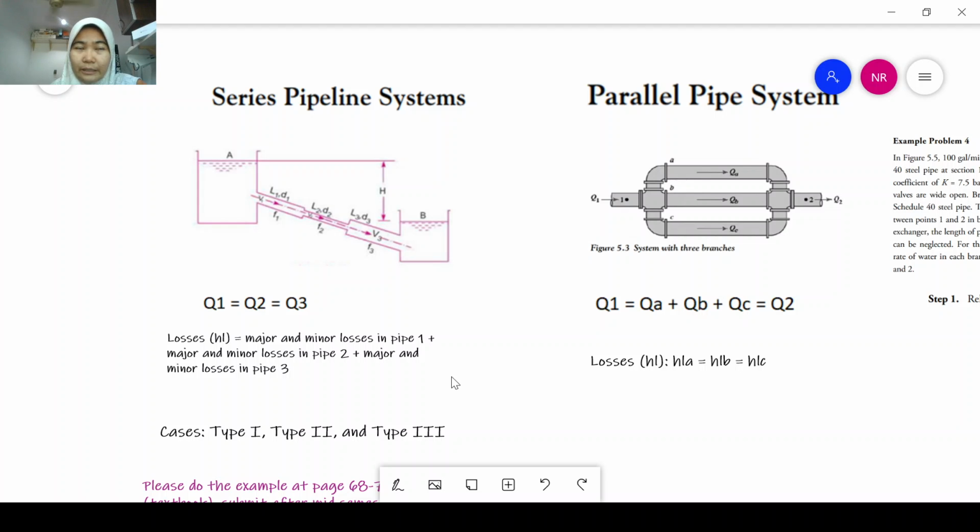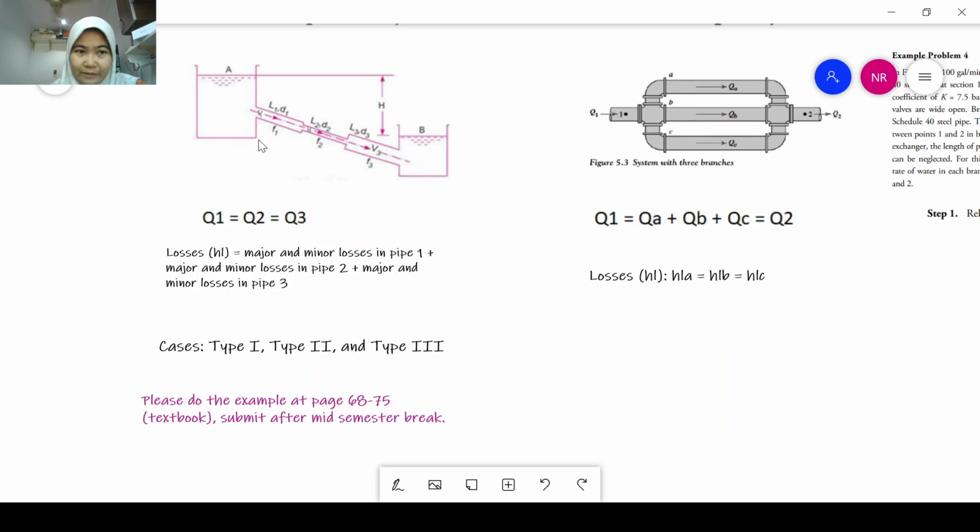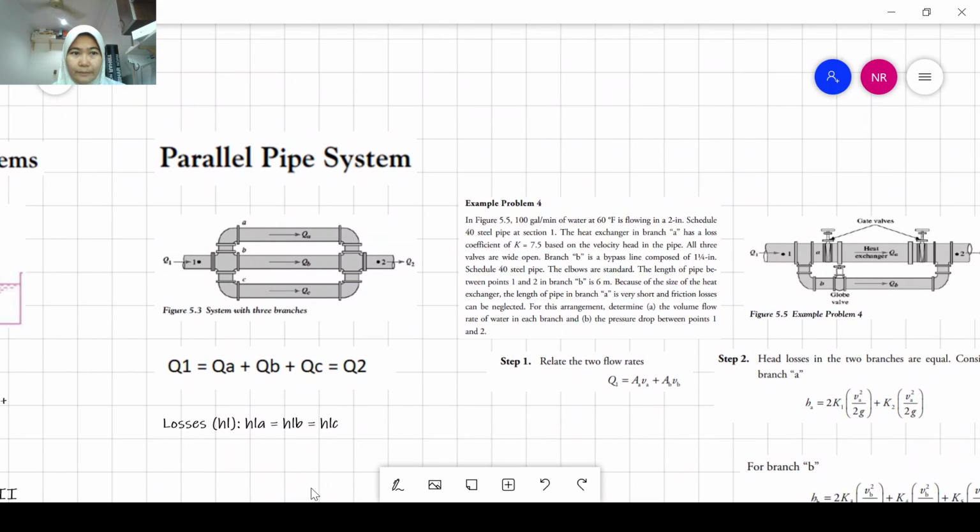In my previous lecture, I told you that we have three cases for this type of system: either type 1, type 2, or type 3. All these examples have been shown in our textbook. So please look at the examples on pages 68 to 75, and you can submit this after the mid-semester break. I'm not going to do these examples with you because it's just a repetition of what we have done before. Okay, so now we can look at this parallel pipe system.